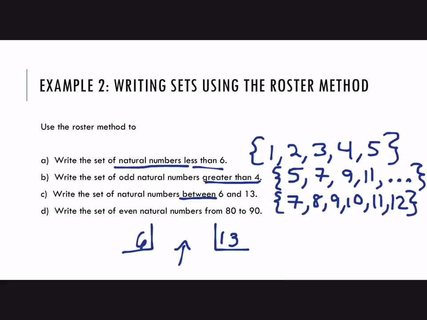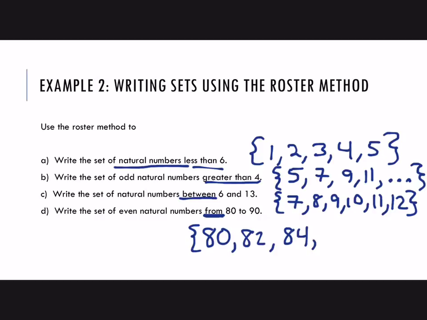And then finally the set of even natural numbers from 80 to 90. So from is the word that you use when you want to indicate that those numbers are a part of the set. Okay, so from is different than between. So even natural numbers starting at 80 and going up to 90. You can list these all out, or if you get a little bit lazy, you can use an ellipsis as well to indicate that you've skipped some, and then you're ending at 90.